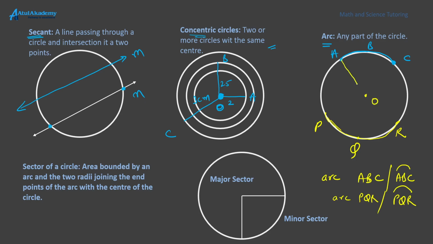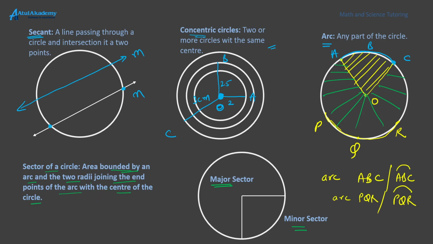Now I have the center of the circle over here. If I join this end point of the arc with the center and this end point with the center, what do I get? I get two parts. These two parts are called sectors of the circle. The bigger one is called the major sector, the smaller one is called the minor sector. So a sector of a circle is the area bounded by an arc and two radii joining the end points of the arc with the center of the circle.